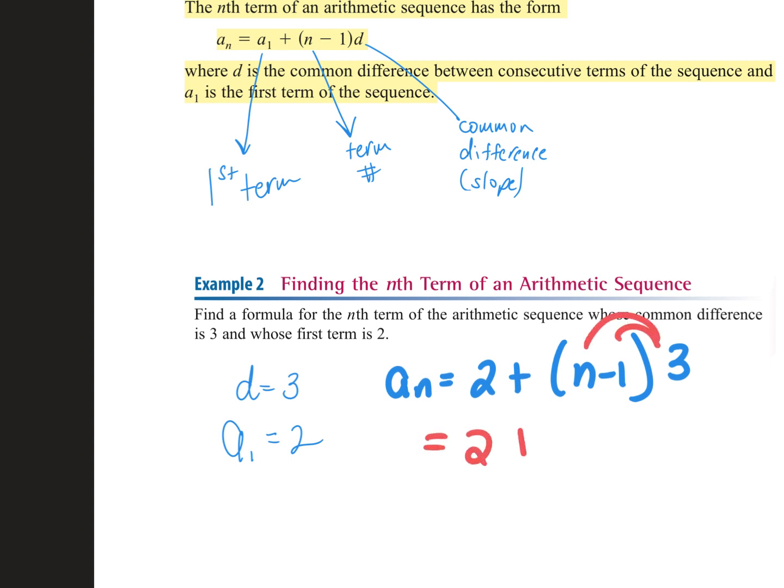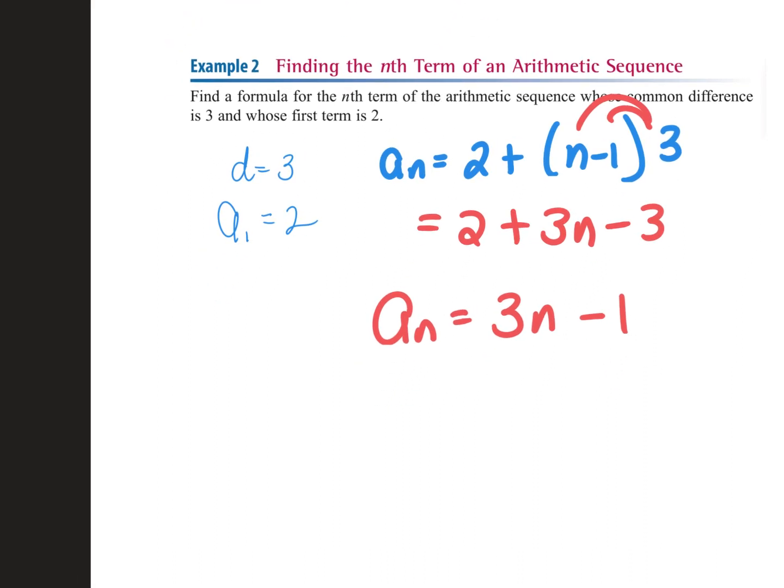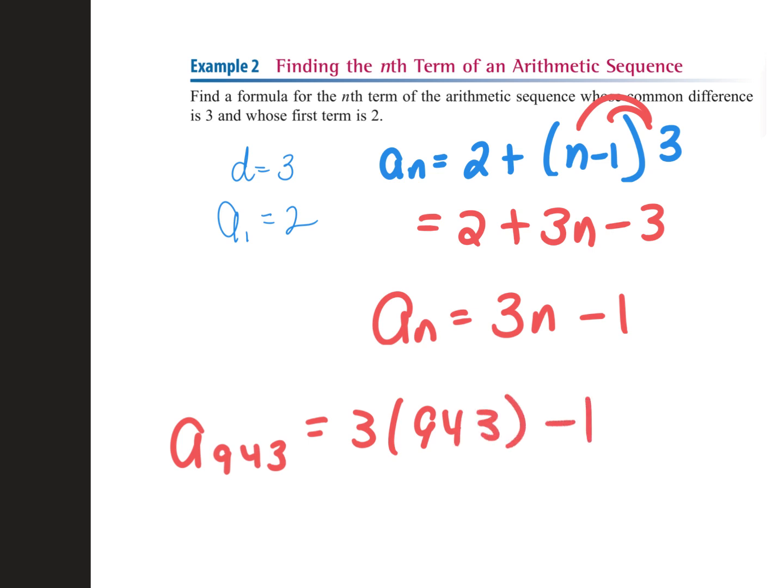What do I do with the 3? Distribute. So it's 2 plus 3n minus 3. And now what? Add what? So a sub n equals 3n minus 1. So now if I said to you, okay, what is the 943rd term? You say 3 times 943 minus 1. Right, so if they ask you to find a specific term, in order to do that, you have to write the rule first. That makes sense?